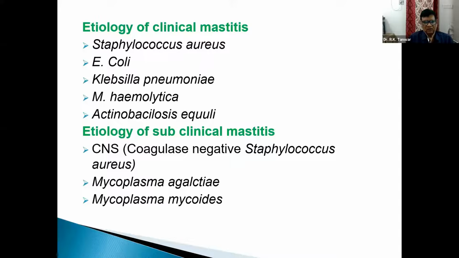The difference between coagulase negative and coagulase positive is that the CNS are present on the body and both organisms enter through the teat opening. But Staphylococcus aureus is more serious than the CNS, though when the number of CNS is higher they cause subclinical or even clinical mastitis. And Mycoplasma agalactiae is also responsible, as is Mycoplasma mycoides.